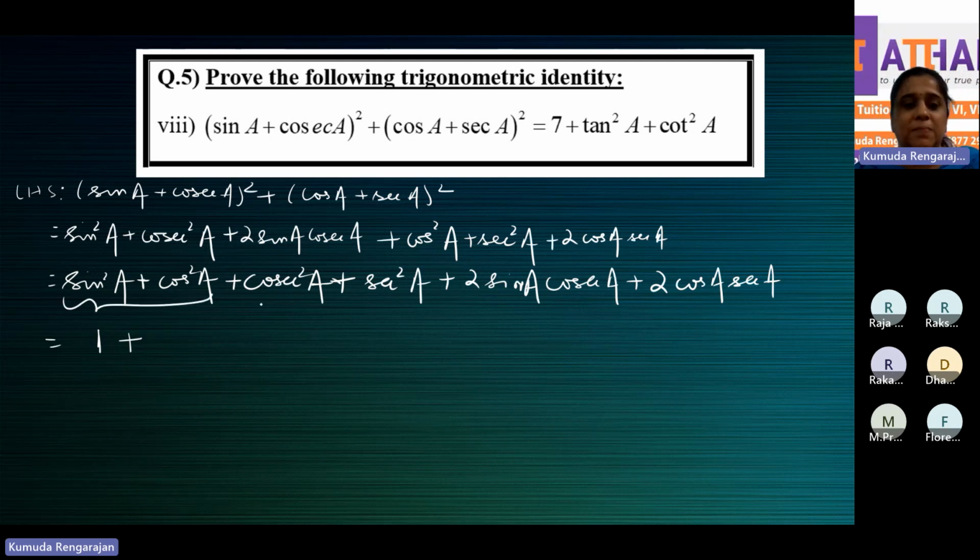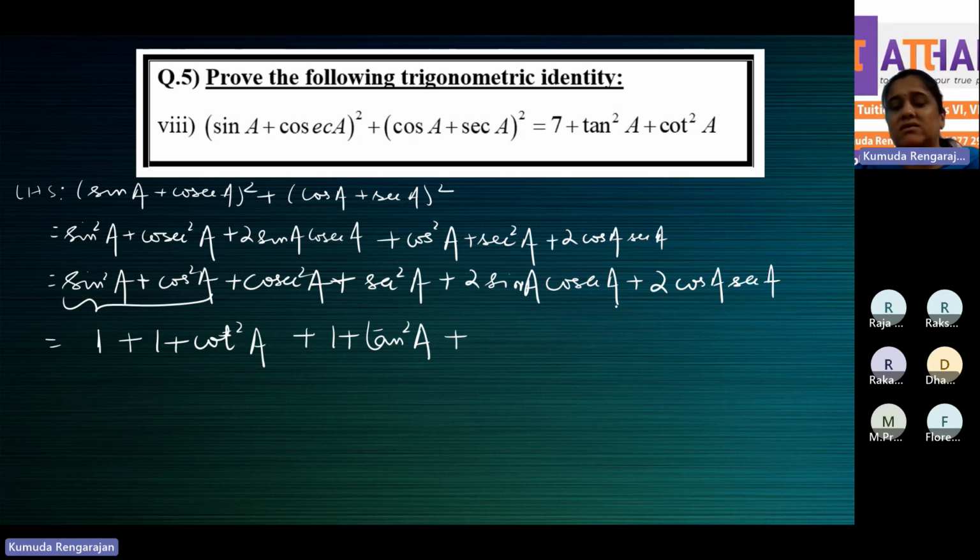So this becomes 1 and we write cosecant square A as 1 plus cot square A. And why are we writing that? Because in the RHS we have cot square A. We don't have cosecant, but we have cot in the RHS. Then plus, what is secant square A? 1 plus tan square A. Secant square A is 1 plus tan square A.